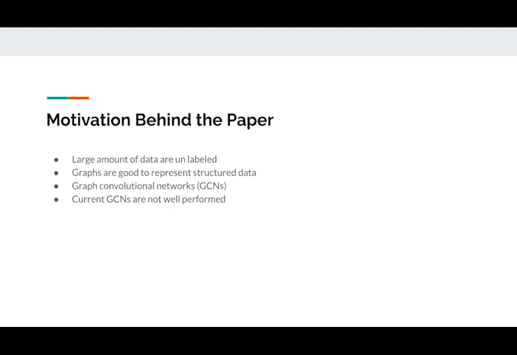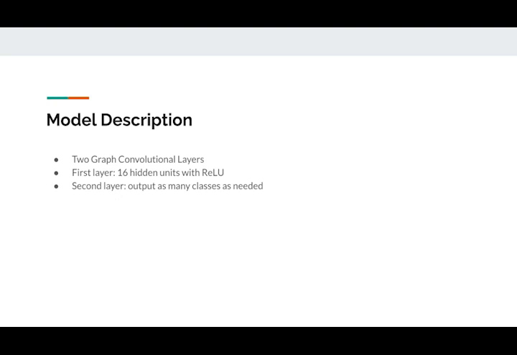The authors of the paper propose a new type of convolutional operation that operates directly on the graph structure, allowing the model to better learn from the graph structure and the node features. The GCN model proposed by the authors is a two-layer neural network of graph convolutional layers. The first layer is a graph convolutional layer with 16 hidden units, followed by a ReLU activation function. The second layer is another graph convolutional layer, which serves as an output layer and has as many output units as the number of classes in the classification problem.